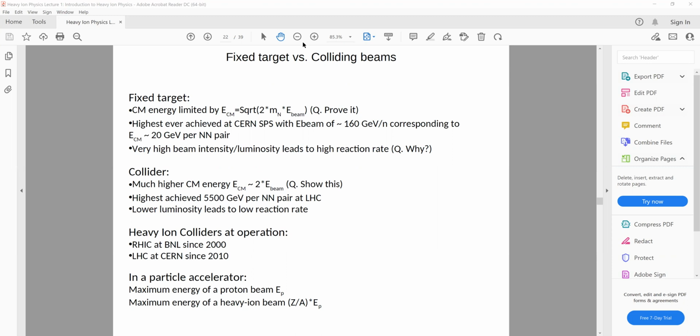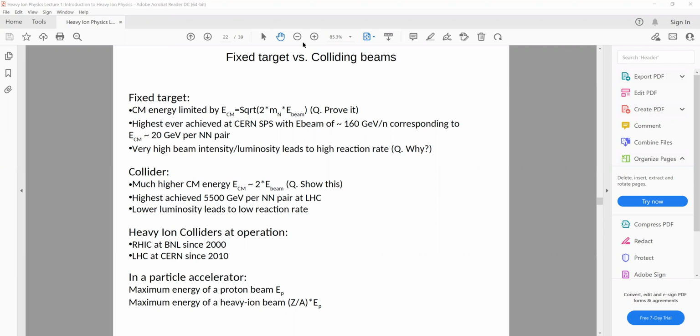So if EP is the maximum energy to which you can accelerate a proton, which is a charged particle, then for a nucleus which has Z protons, the maximum energy you can impart is Z into EP. For a single proton the maximum is EP, so for a system with Z protons, applying the same electric field, it's Z into EP, because only the protons will feel the electric field and get accelerated.